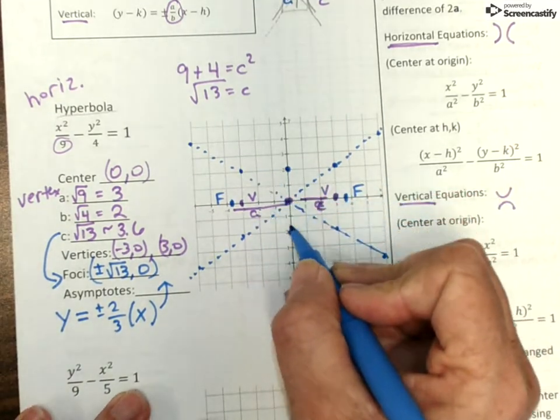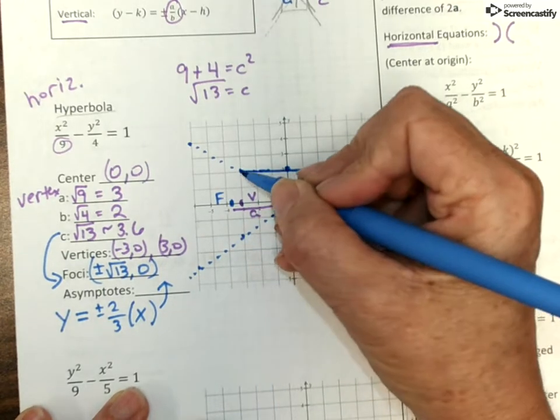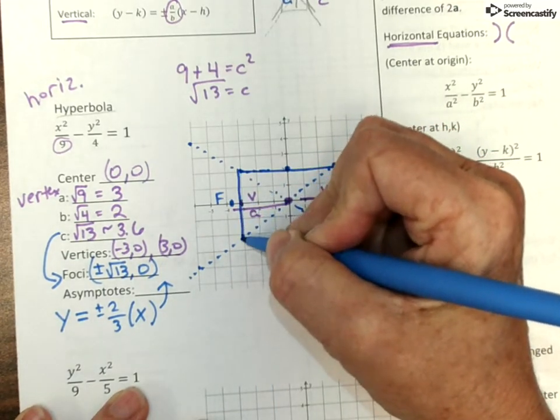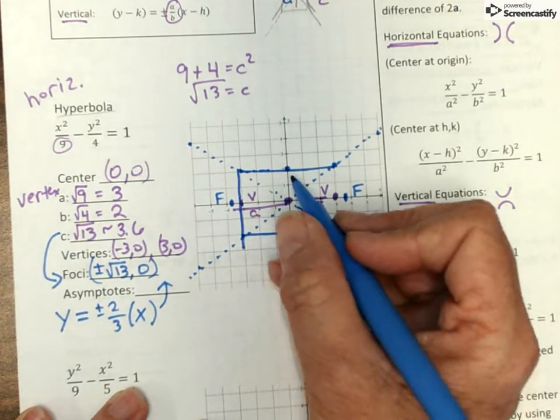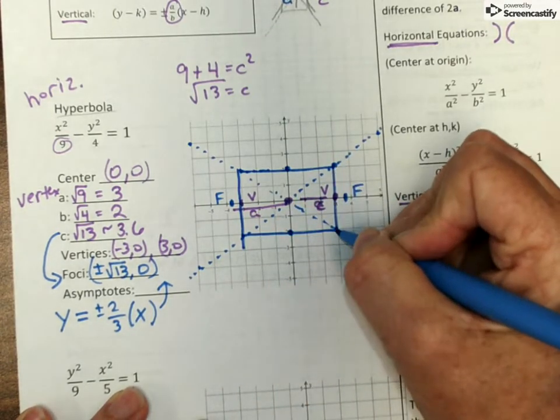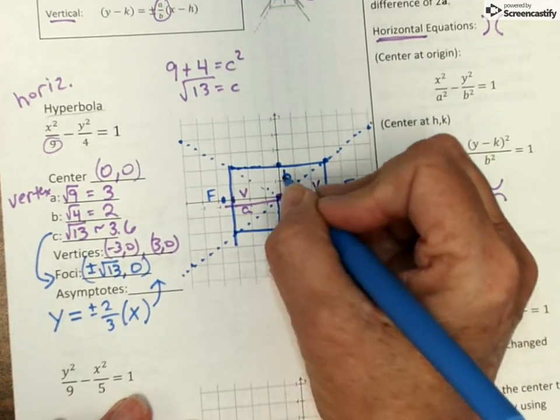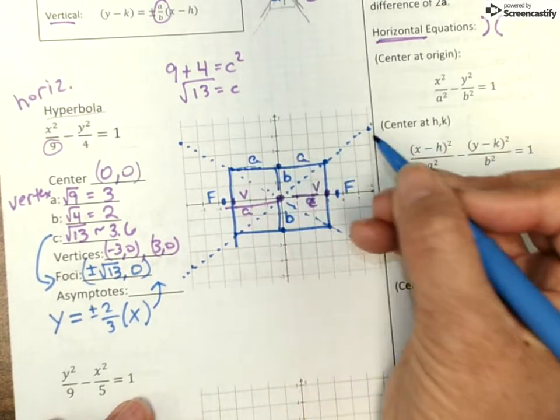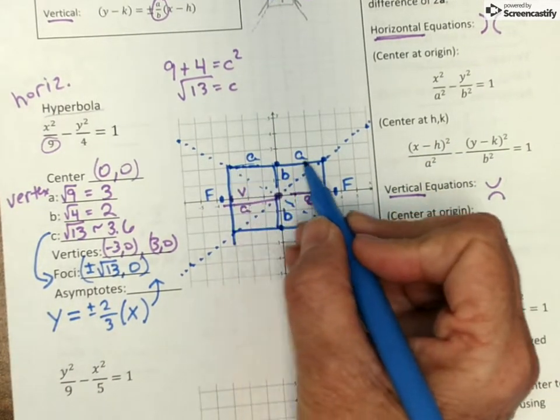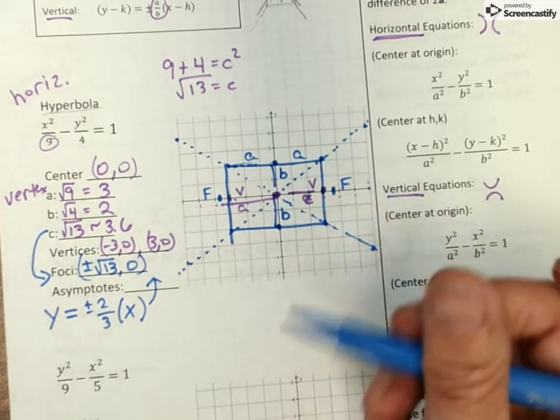We're going to create our box, our rectangle, that goes through the vertex and goes through those dots we put that were b distance away from the center. So this distance right here is b, this distance is b. This distance right here is a, this one is a. So the length across, or the distance between our 2 vertices, is 2a.